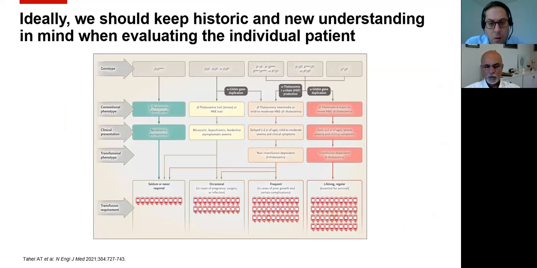Now, this is from our recent review of beta thalassemia in the New England Journal of Medicine that was published a few months ago. It combines all of these, from the genotype, which I've shown you, to the conventional phenotype, to the clinical presentation, to the transfusional phenotype. You would see clearly here that the transfusion requirement is either lifelong regular in the TDT, or seldom or never, occasional or frequent in the NTDT. So this slide summarizes from genotype to transfusion requirement and shows you the modern way of classifying thalassemia.